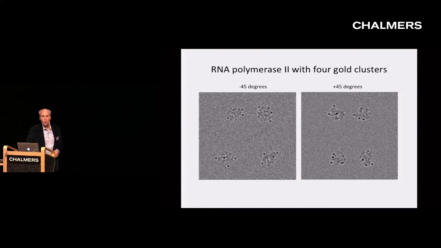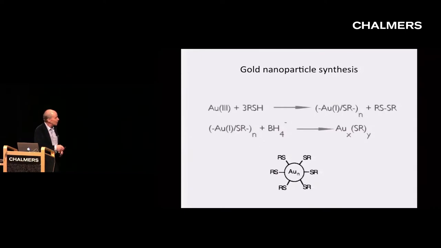We began with a procedure due to Brust and Schiffrin that is illustrated on this slide. It is a two-step procedure. In the first step, an auric gold salt is mixed with a sulfhydryl compound to make an aurous thiolate polymer. Then in the next step, that polymer is reduced with borohydride to reduce the gold to the metallic state and generate a particle that is surrounded by thiolate ligands.